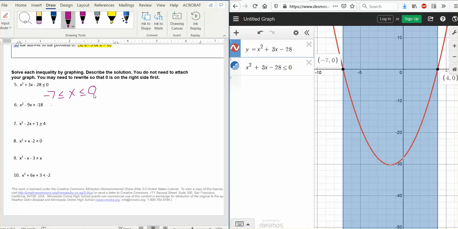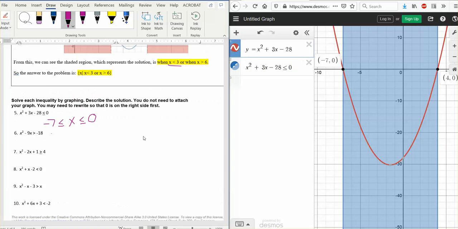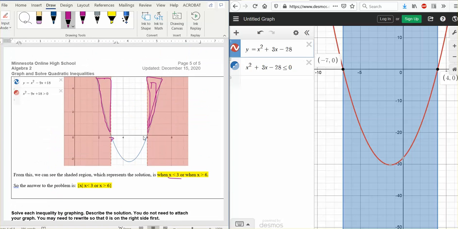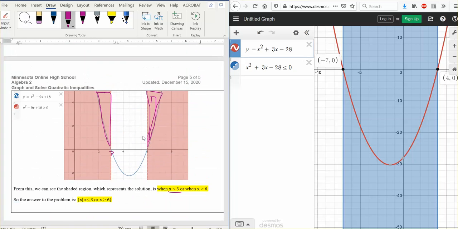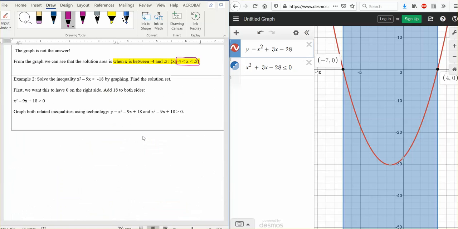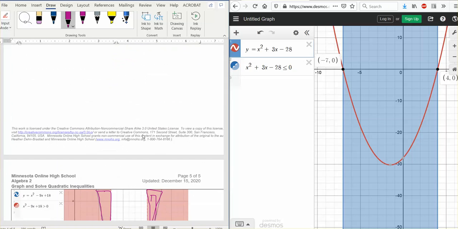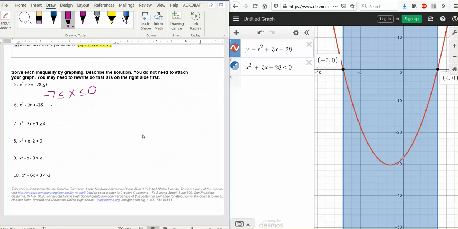It says you do not have to attach your graph for these problems. You can if you want. Let's look at number 6. Number 6 is almost the exact same problem as this example, so you should be able to get that one correct for sure. Let's look at number 7 because it's not 0 by itself over here.